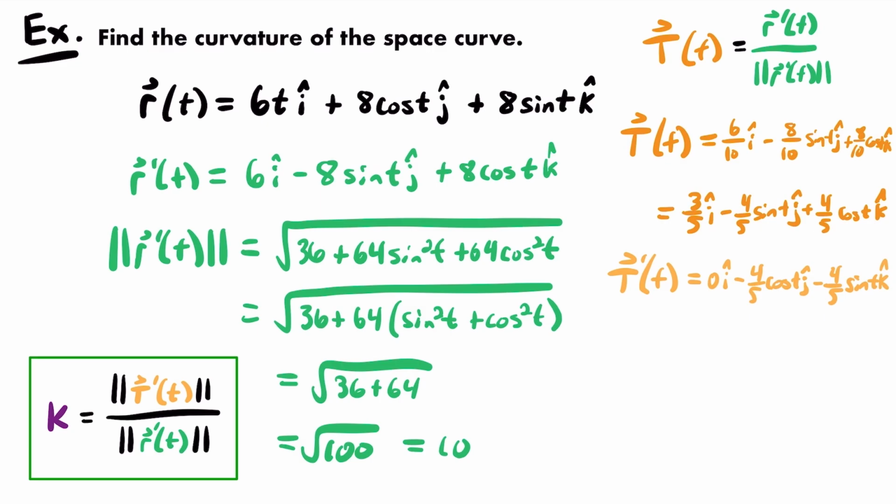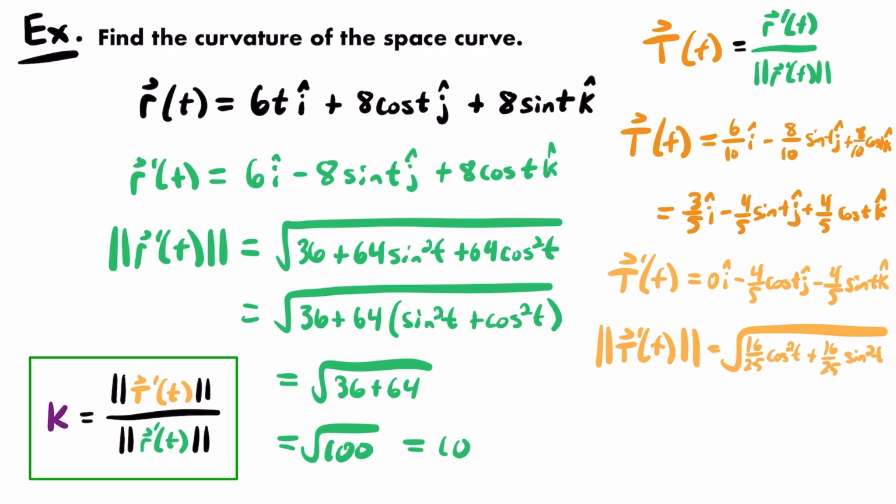All right, so now our last step here, before we can calculate the curvature, is to find the magnitude of this vector. So we will take the magnitude of T prime of t, which means we will take the square root of the sum of the components squared. I'm going to ignore the x component since it's 0, and adding 0 squared to the other components doesn't do anything. So we're just going to be squaring these two terms and adding them together. Squaring 4/5 gives you 16/25. So we have 16/25 times cosine squared t plus 16/25 times sine squared t.